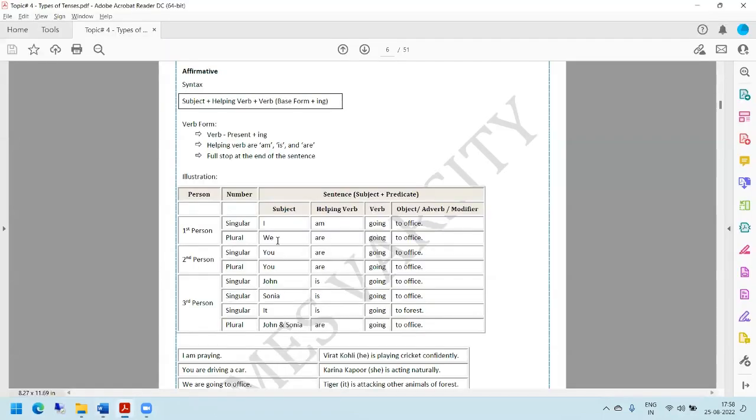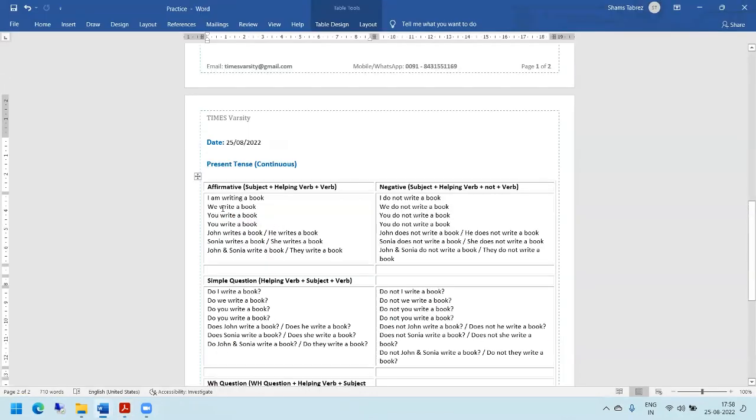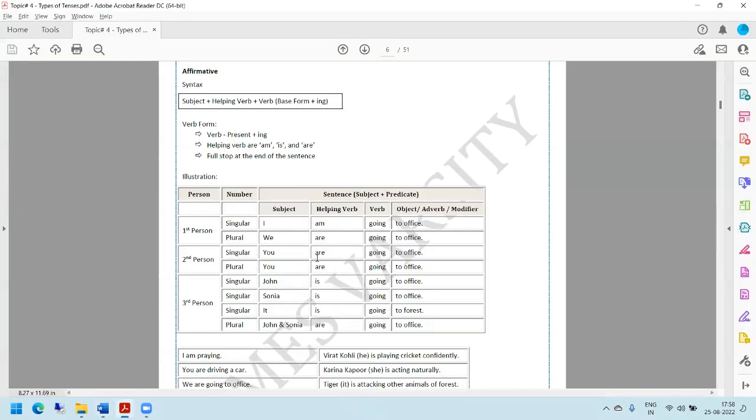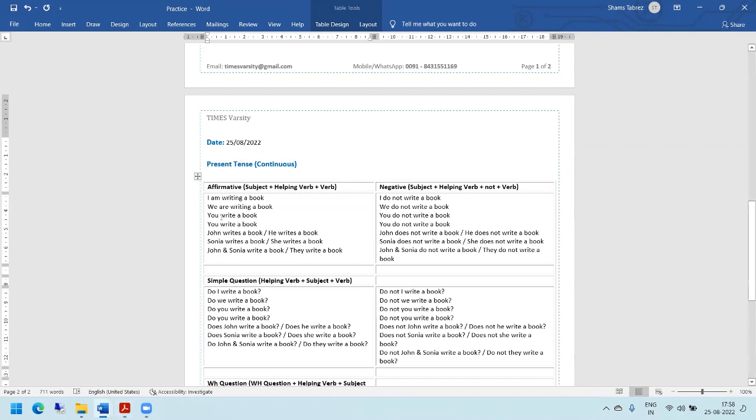Yes. Next. We are writing a book. With we, the helping verb is are. So we are writing a book. Then with you, the helping verb is are. You are writing a book. Here, same thing, right? You are writing a book.